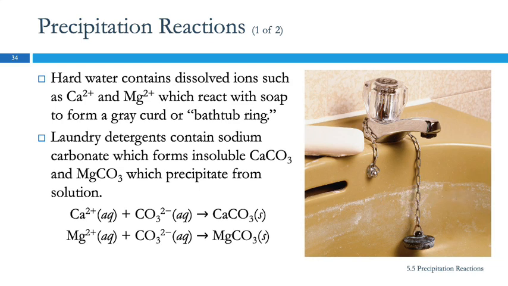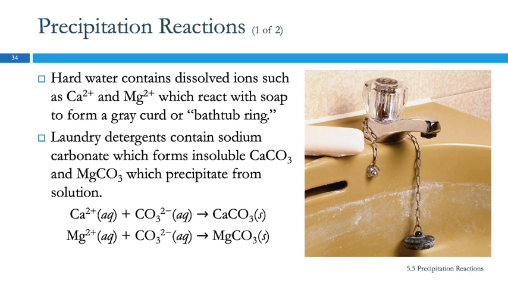right? So hard water has calcium ions and magnesium ions in it, and those are naturally occurring, and they're actually good for you. But those can react with soap and form a gray curd-like substance or a bathtub ring. And so you can not only get the hard water spots, but you also get this kind of scummy stuff. And that's from the reaction of soap with the hard water.